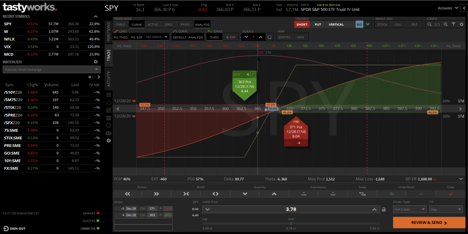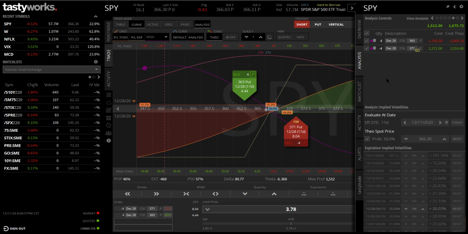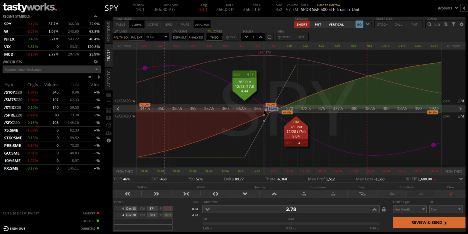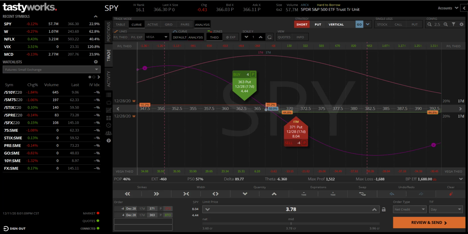And we can add analysis, and from that analysis, we can change from no Greeks. Maybe we want to look at the delta or the theta. You know, we can go in and look at all of the Greeks in here. And of course, we could go back to the analysis and start changing days and times and price. So it's just very simple to use, very intuitive, just very nice.